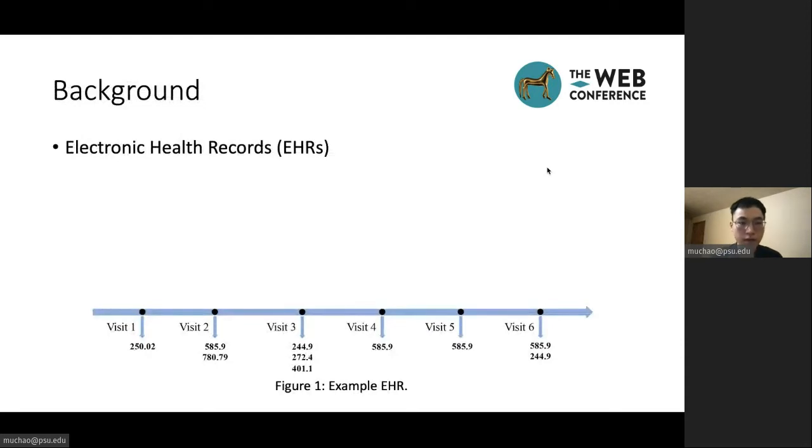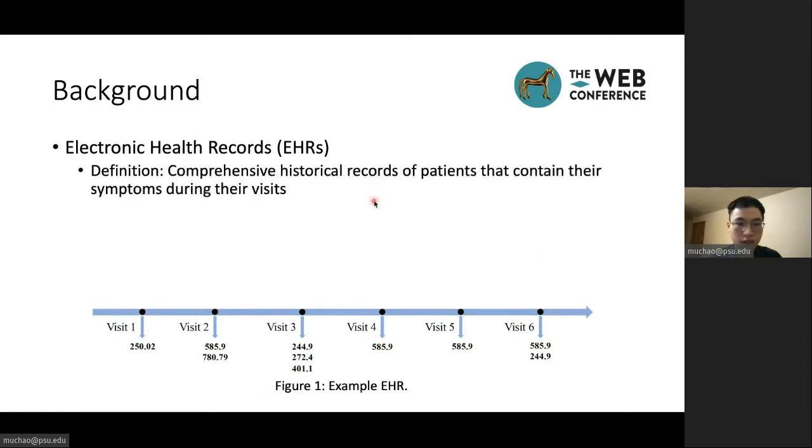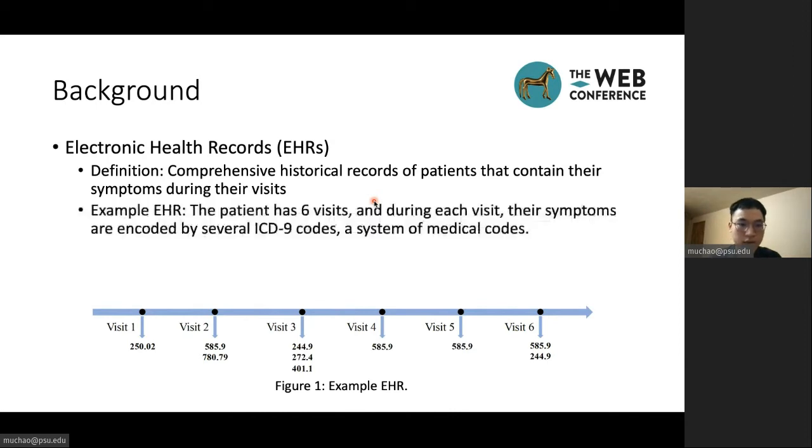Okay, first, the data that we use here is the electronic health records. At the bottom, there is an example of the EHR we use. By definition, EHRs are the comprehensive historical records of patients that contain their symptoms during their visits. In the example here, the patient has 6 visits, and during each visit, their symptoms are encoded by several ICD-9 codes, a system of medical codes.